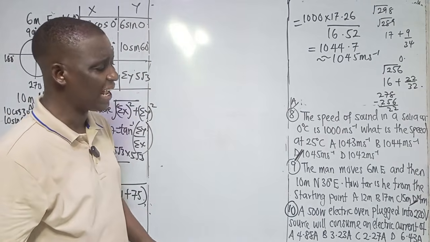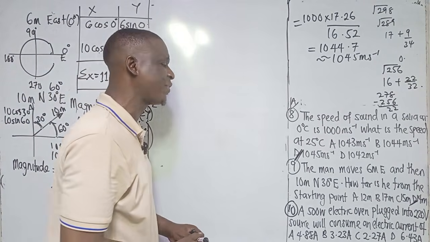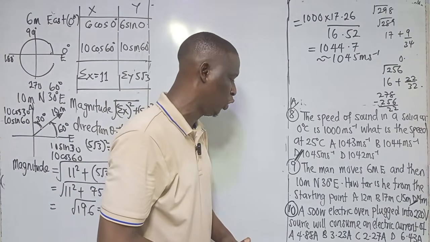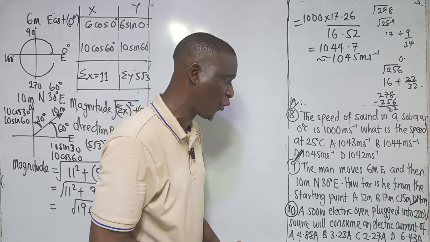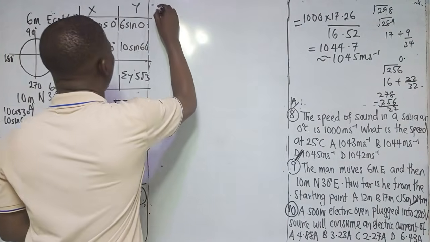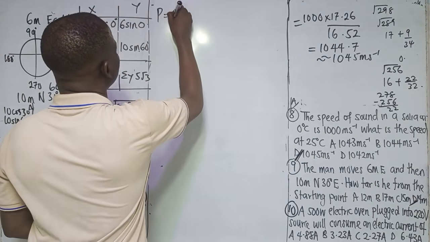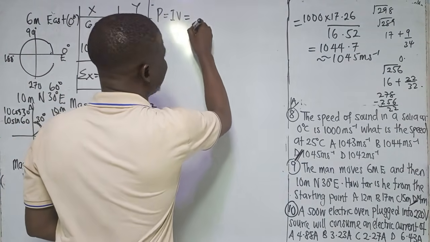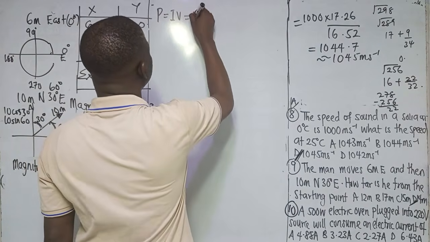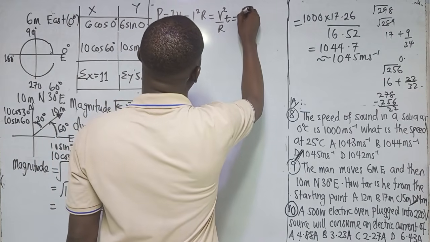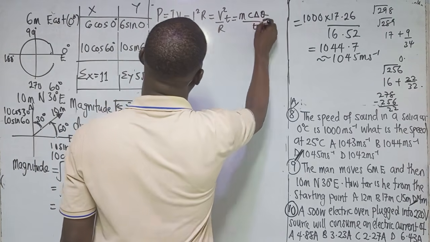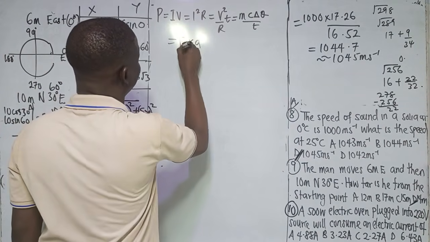Now let's see the last question, number 10. It says a 500 watt electric oven plugged into a 220 volt source will consume an electric current of dash. Now we know that power is equal to IV. Power is a very vital formula you should know. It's equal to I square R, equal to V square over R. Power equal to mc change in temperature over time. Power equal to force times distance over time.